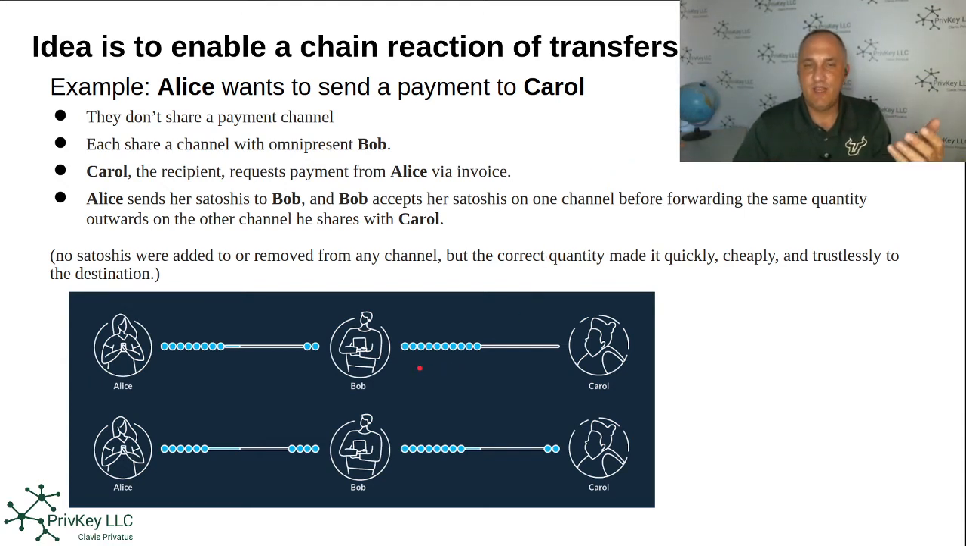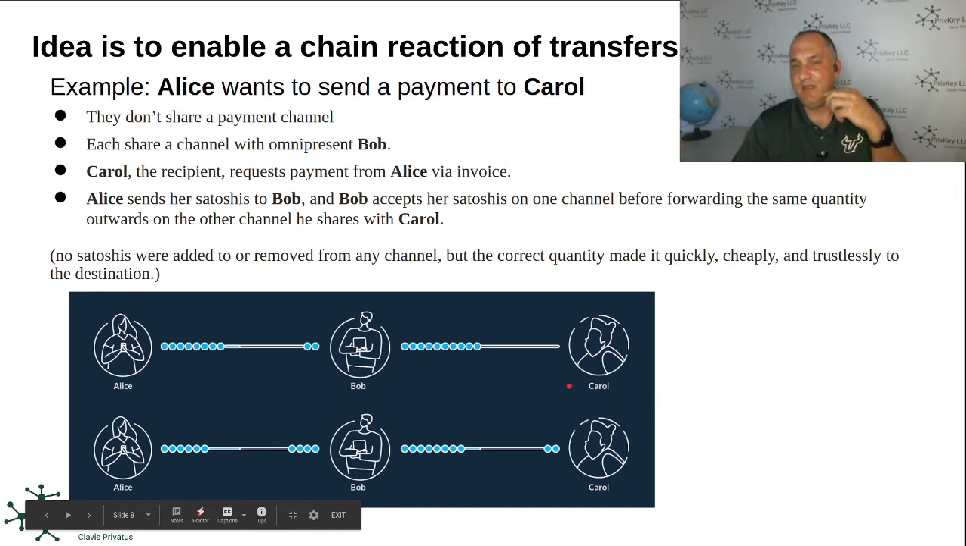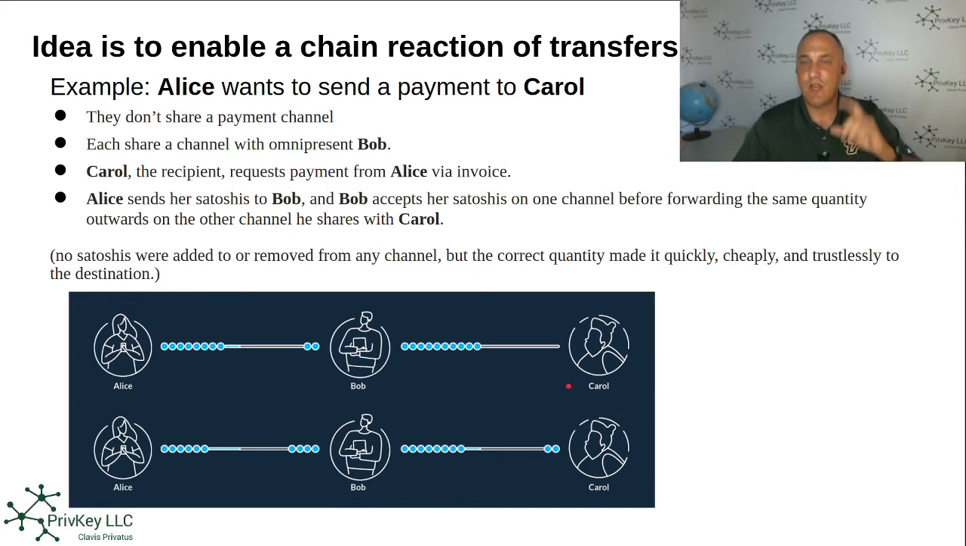We won't be sending 50 satoshis to Carol because there aren't 50 satoshis in these channels. So it can be immediately said, no, that invoice cannot be created. Let's put it that way. The invoice can only be created with the amounts that are out there. So Bob becomes the ultimate routing node.